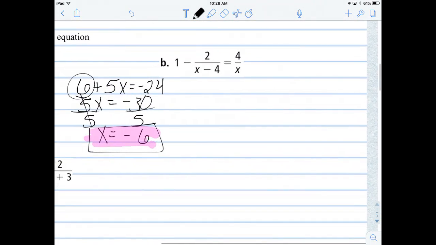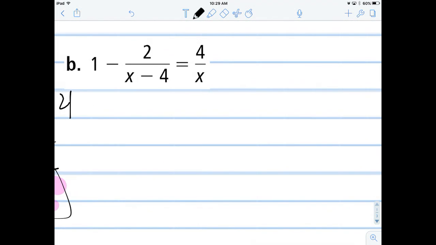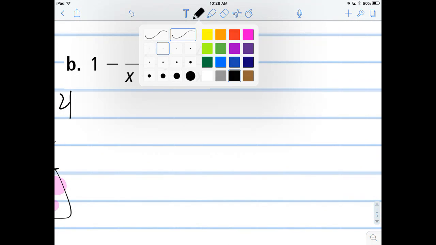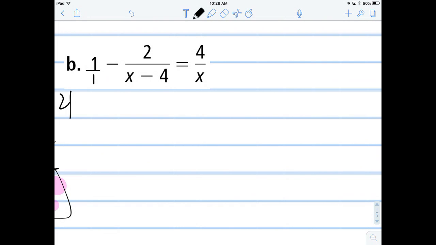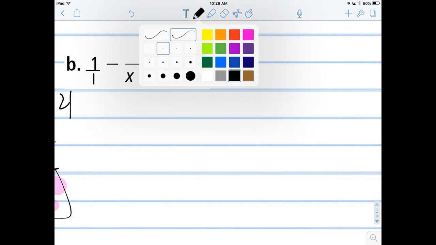Sorry, goes up a little bit. Okay, so now we're going to do 3b. First of all, I want to write everything as a fraction. So I'm going to write this as 1 over 1. And now we need common denominators. So we need to find the least common denominator. So this is where things can get tricky.